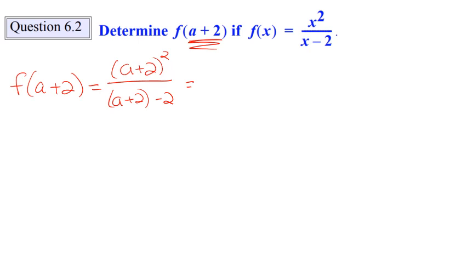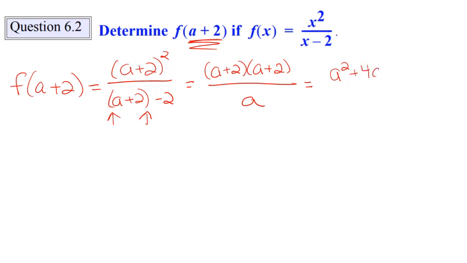And then a plus 2, I'm going to multiply it twice because I have to double distribute that. And the denominator just becomes a because you don't really need these parentheses. And 2 minus 2 is 0, so that's why it becomes a. Remember, this is double distribute. Some of you love your foiling, so you can FOIL away. After you FOIL or double distribute, this will become a squared plus 4a plus 4 divided by a. And that's your answer.